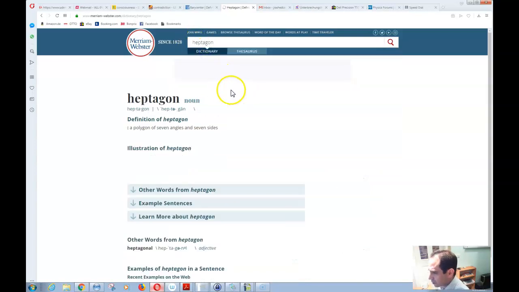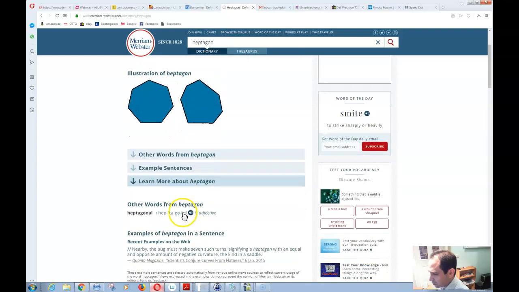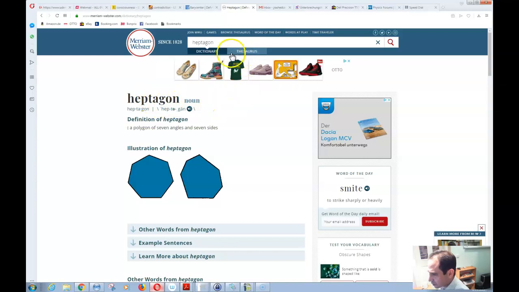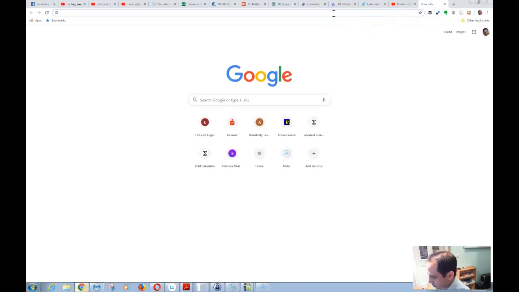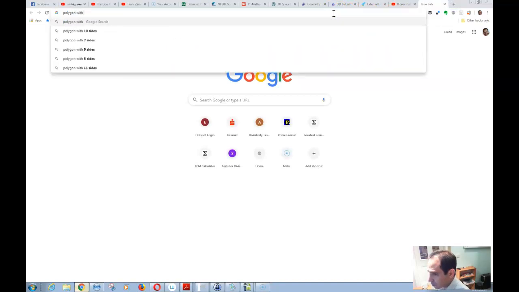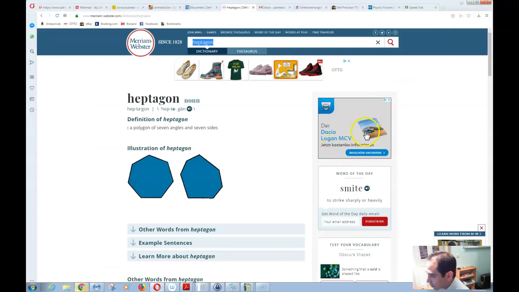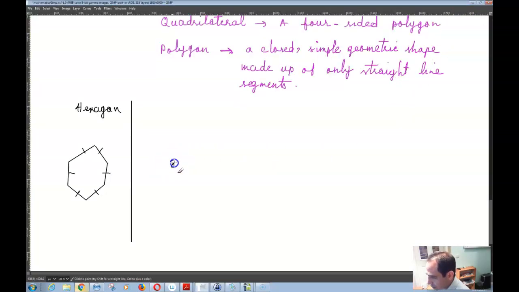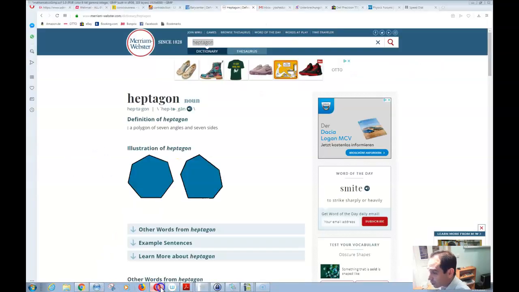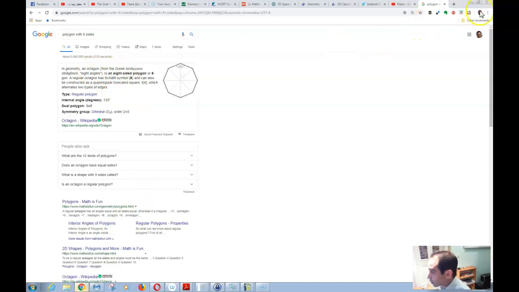Heptagons, okay. Then there is the heptagon, which has 7 sides. Then there is the octagon. No, acht is 8 in German. We can look it up actually. A polygon with 8 sides, in geometry, an octagon. So it's called an octagon. If you have 8 sides, then that's called an octagon. I already forgot that. Octagon.